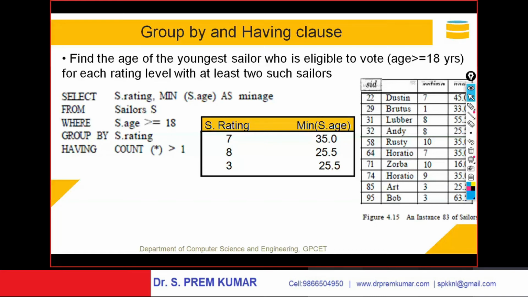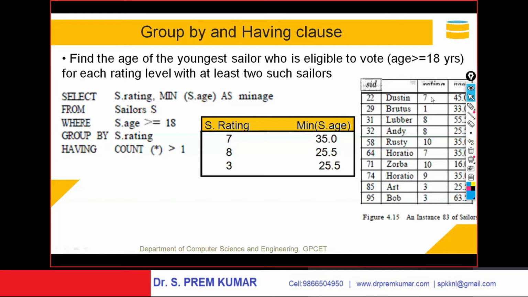What does it mean? We will see. Find the age of the youngest sailor in each rating group whose age is greater than 18, for rating levels with at least 2 such sailors. In every rating level, there should be a minimum of 2 sailors, and from those I want to pick up the youngest sailor from each rating level. If in a rating level there is only one sailor, you ignore it.